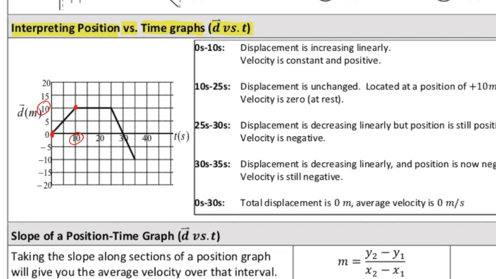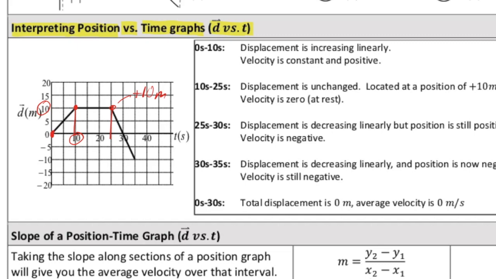But when we look from 10 seconds to 25 seconds, there's no motion. We've stayed in the same spot. We haven't gone forward, we haven't gone backwards. So we're staying put at positive 10 meters there. We're in the same spot, so we're not changing position here.